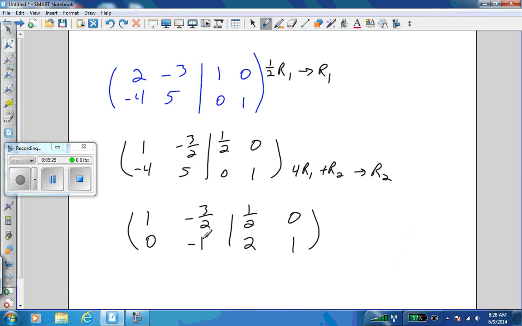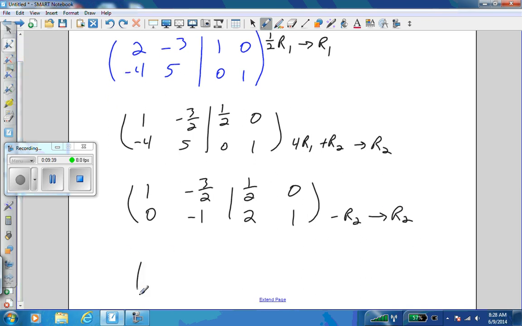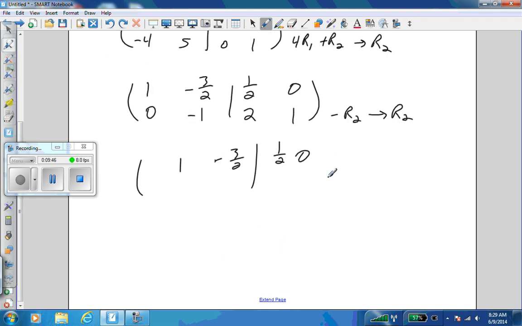Okay, now we have a -1 here. We need that to be a +1, so let's multiply row 2 by a minus, and that'll give us our new row 2. So we have a 1, a -2, a -1.